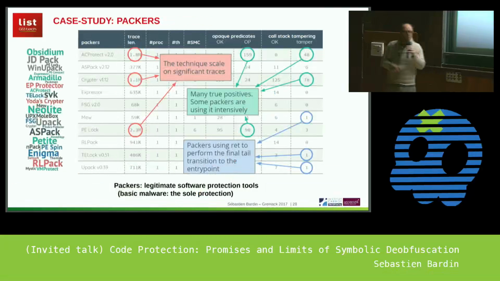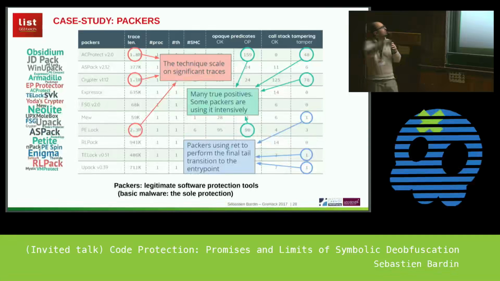Okay, a few case studies with that, which were done with Robin David. First one on packers. We took some packers, we packed some programs, and we checked some traces. The packers have all the protections, and we wanted to see if we were able to detect some opaque predicates and some call stack tampering and stuff like that. And actually, the technique was able to go on quite big traces, and we were able to find many, many things. So basically, the technique was working from this point of view, considering that on this trace there is also encryption, self-modification, and so on.